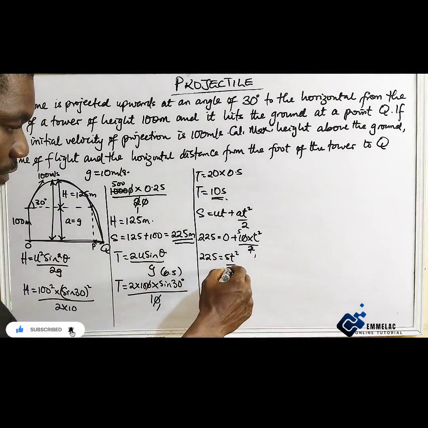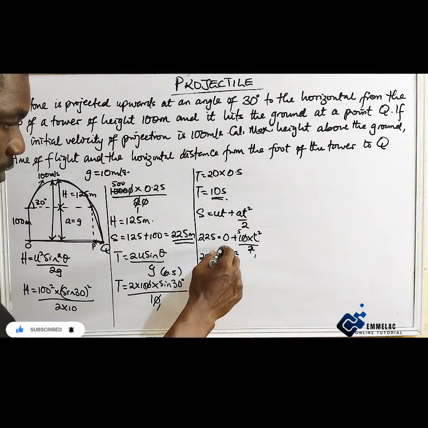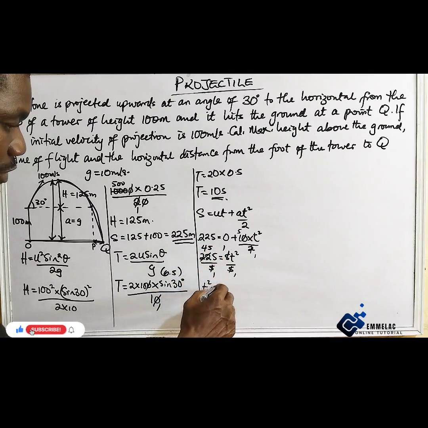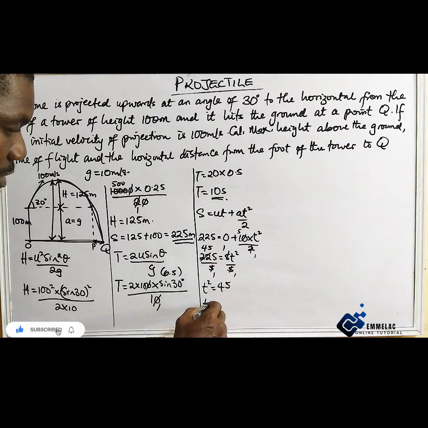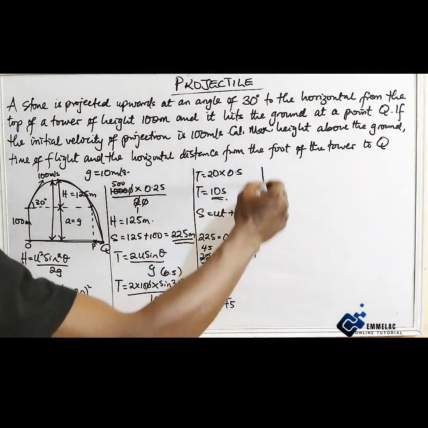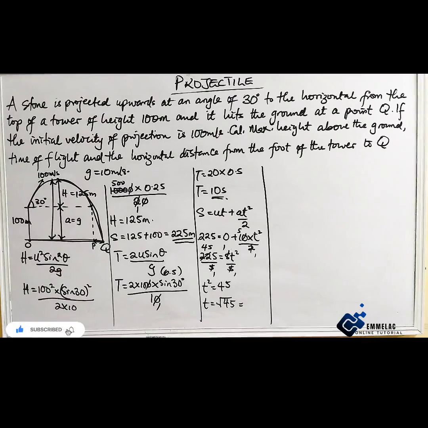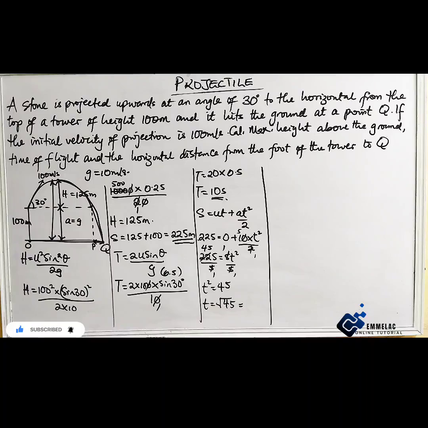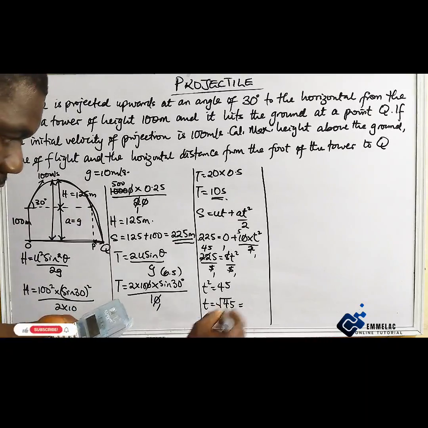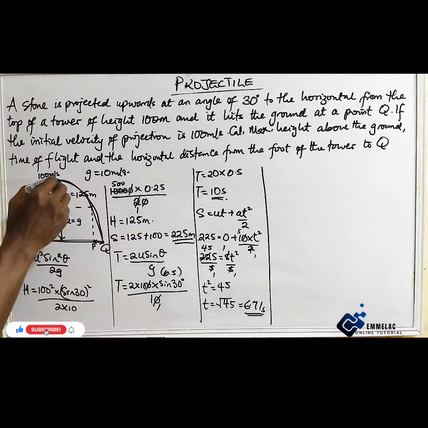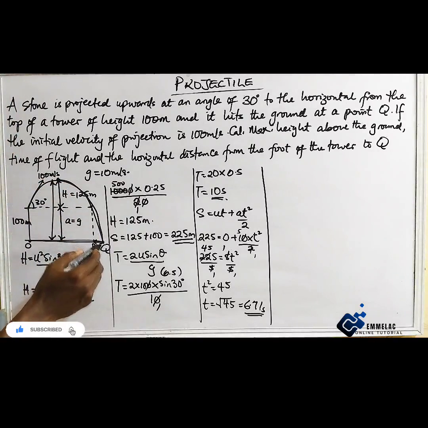Now if we divide both sides by 5, 225 over 5 is 45. So our t squared equals 45. So our t here will now be the square root of 45. We will neglect the negative sign because we can't have a value of t for a negative sign. So the square root of 45 is approximately 6.71 seconds.